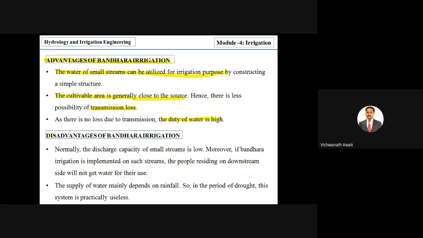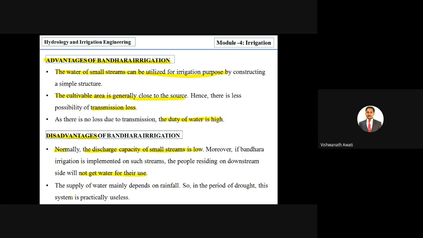Next, disadvantages of Bandar irrigation. Normally, the discharge capacity of a small stream is low, which means the flow in the small stream is very low. Moreover, if Bandar irrigation is implemented on such streams, the people residing on the downstream side will not get water for their use. If you construct a Bandar across the stream, the downstream area people will be affected and may get a shortage of water.